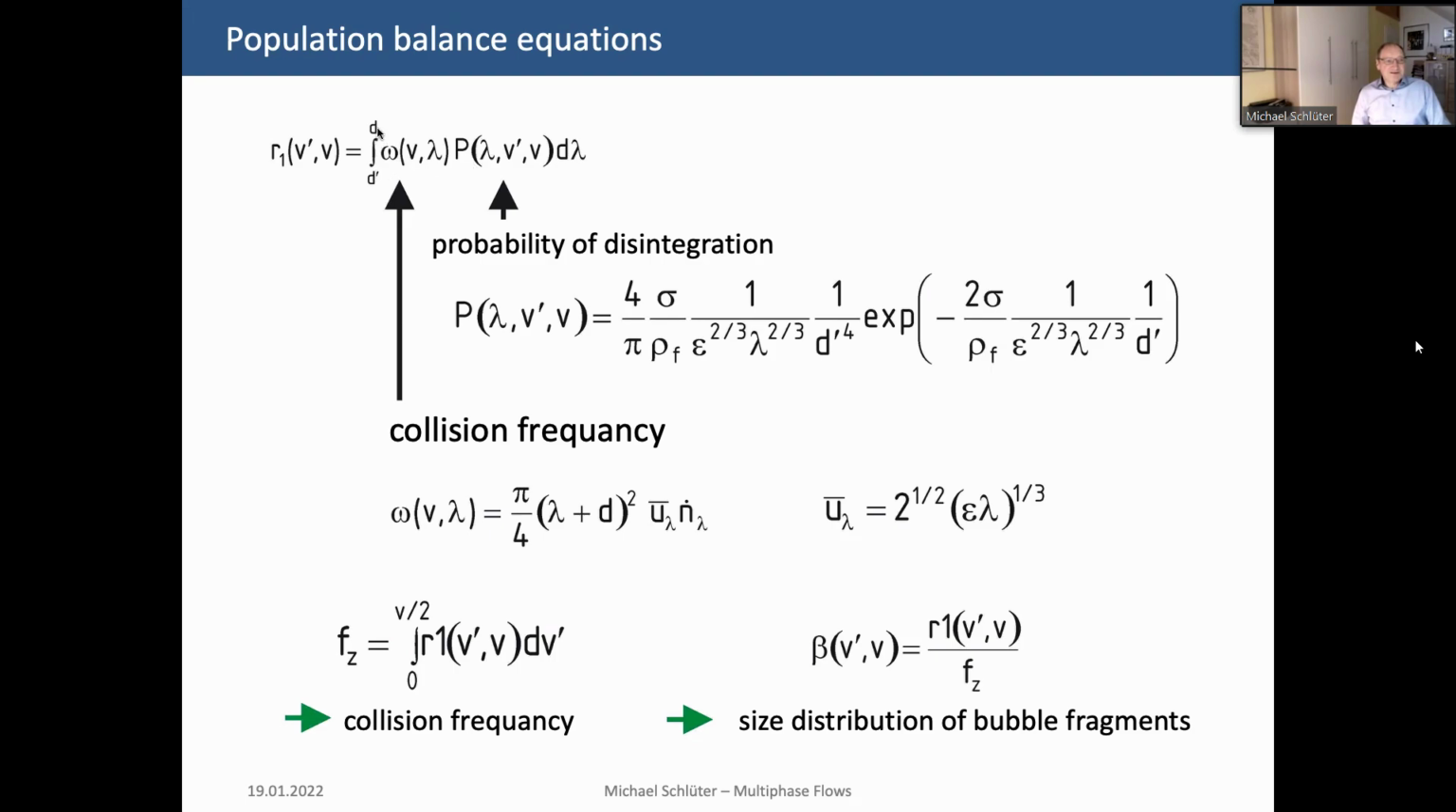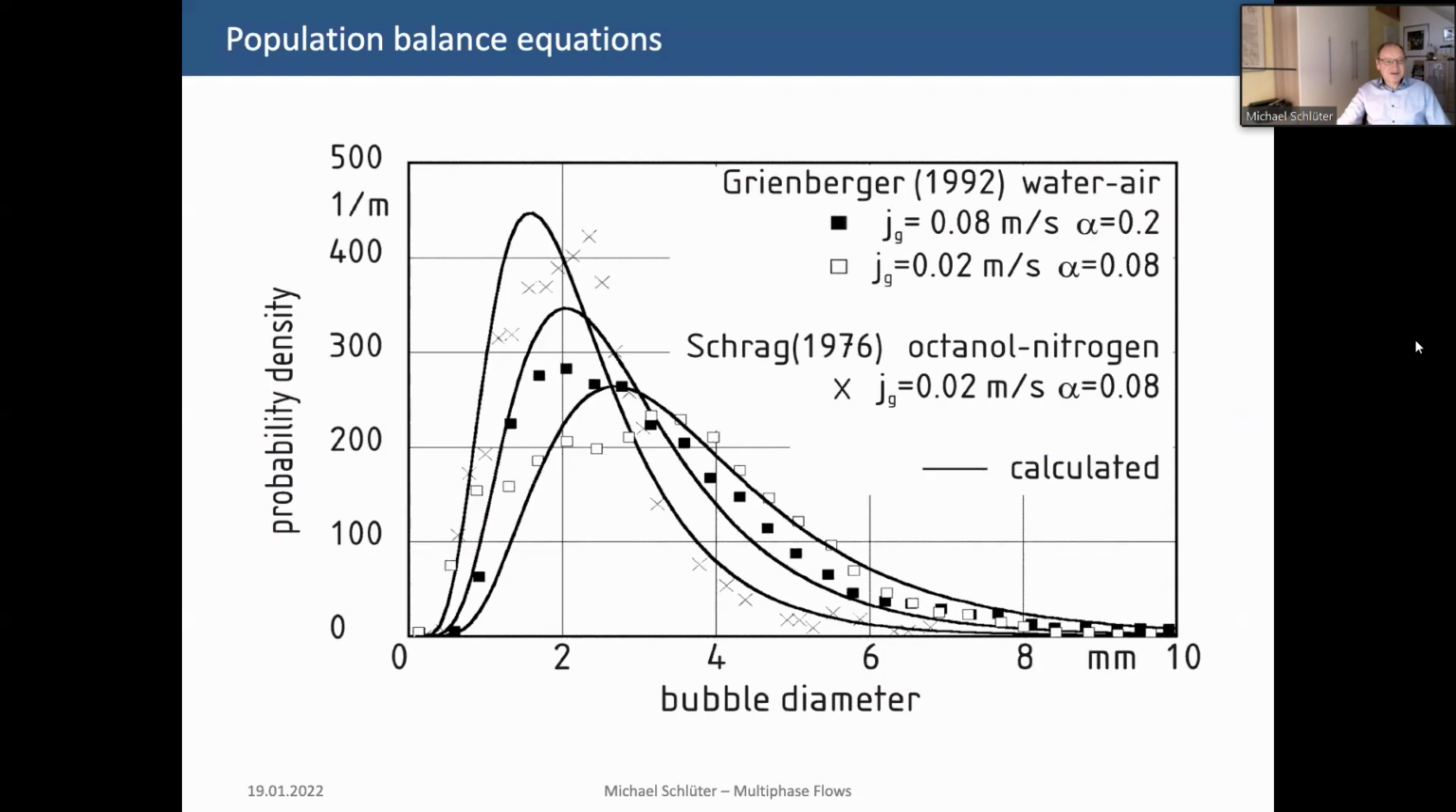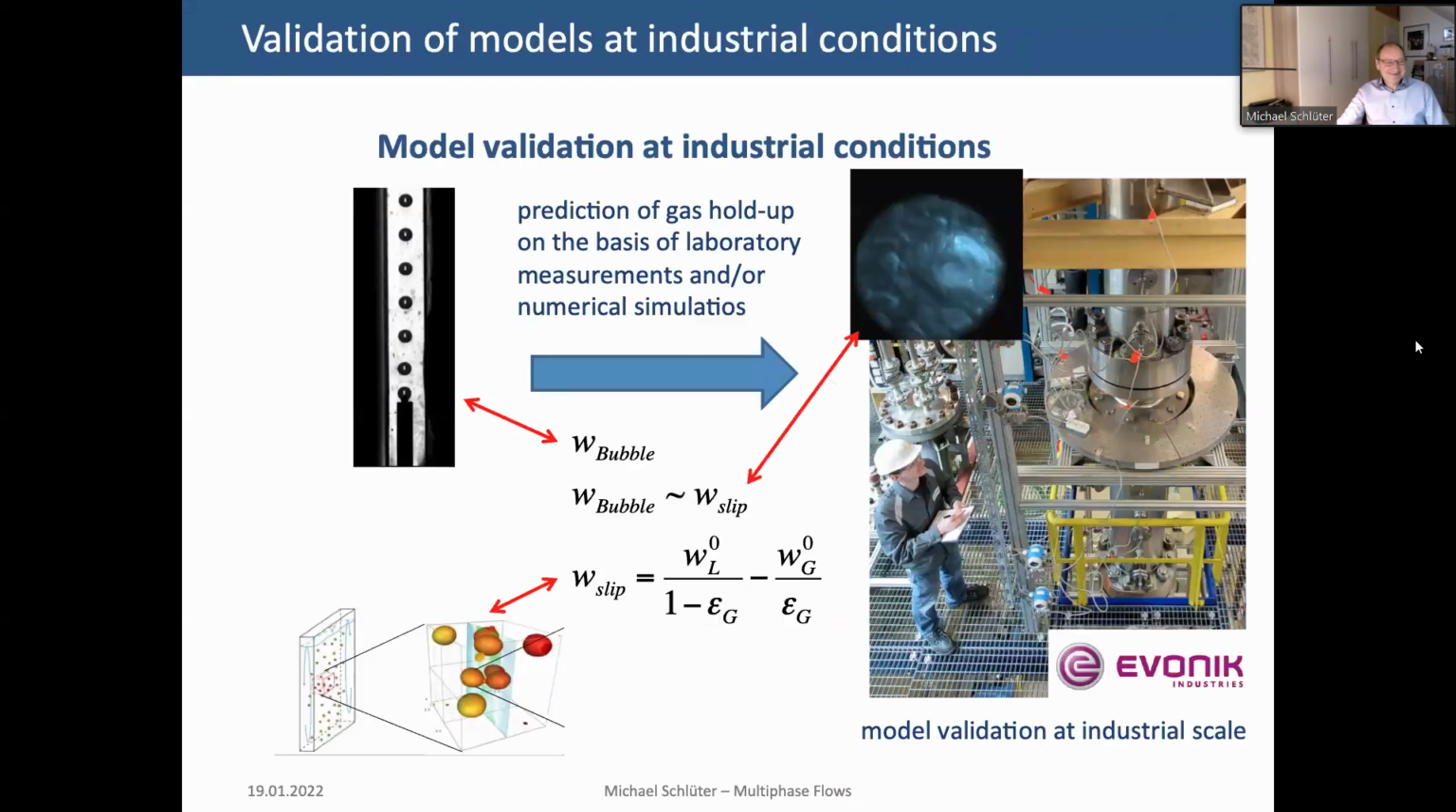Then we integrate over the different diameters with this probability and with this collision frequency, and then we can come up with this bubble size distribution. Of course, the reality is more complicated, but I hope it's sufficient for you to understand how this works in principle. There are a lot of other correlations, but all work in the same way, and a lot has to be done to come to more correlations.